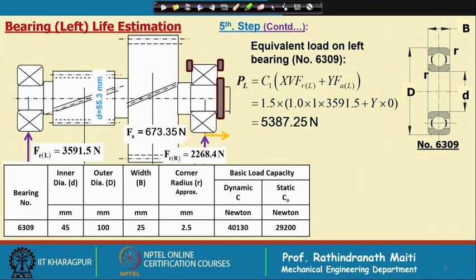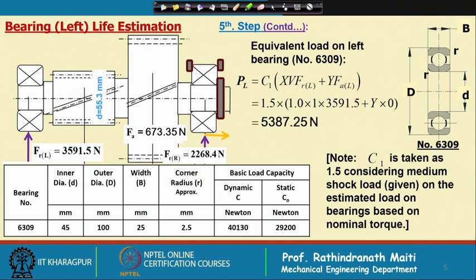Now, we have already arranged this bearing in such a way that the left bearing is not taking any axial load. So, directly F_A_L is put 0, whereas the F_R_L, which we have already calculated, shown here, is 3591.5, and this C1 factor has been taken as 1.5, considering medium shock load, which is mentioned in the problem on the estimated load on bearing based on nominal torque.